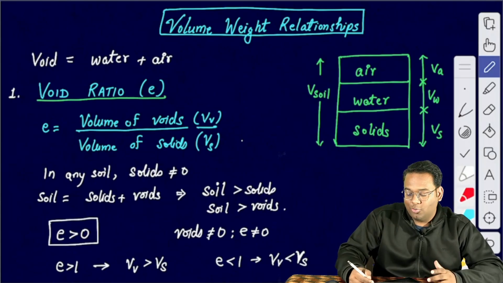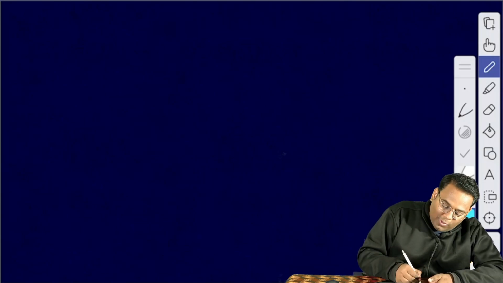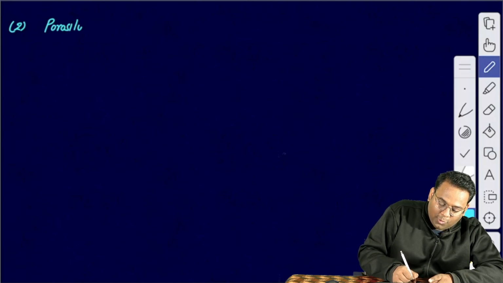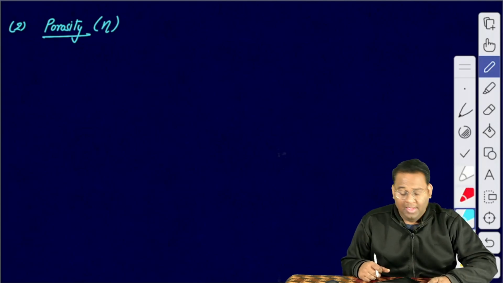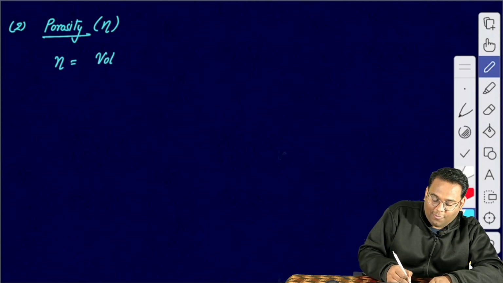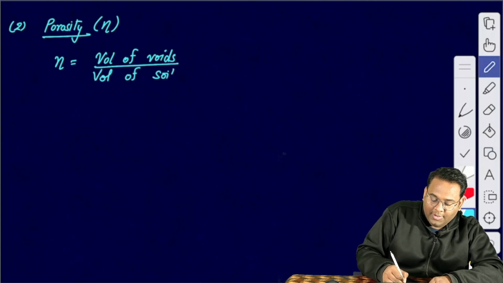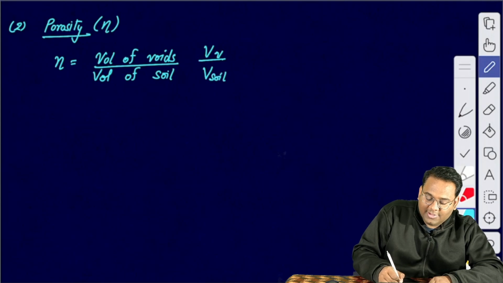Now let us move ahead to the next term, and the second term that we are going to study here is porosity, which is represented by eta or sometimes even n. If I define this eta or n, porosity is defined as the volume of voids to the volume of soil, or by the designations we can write that as V_v upon V_soil.